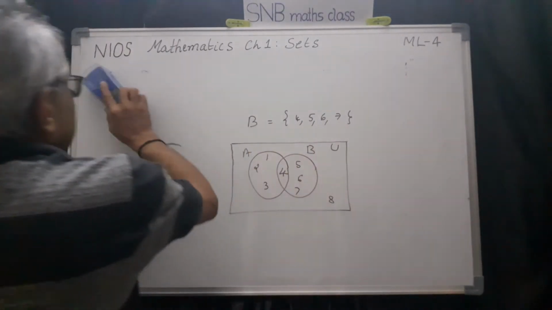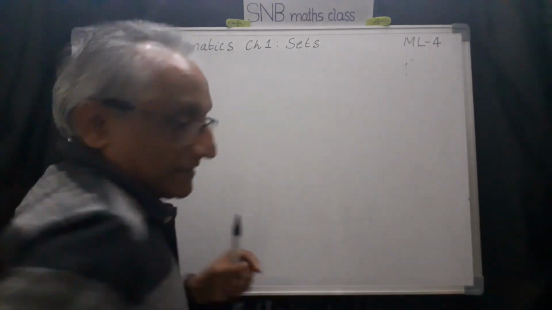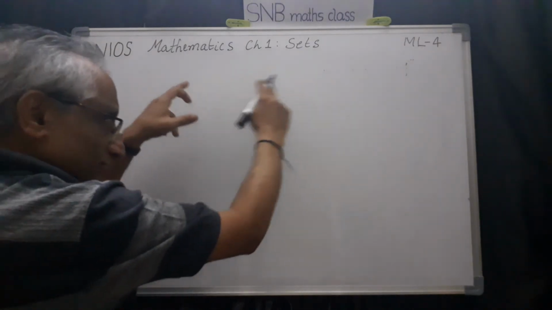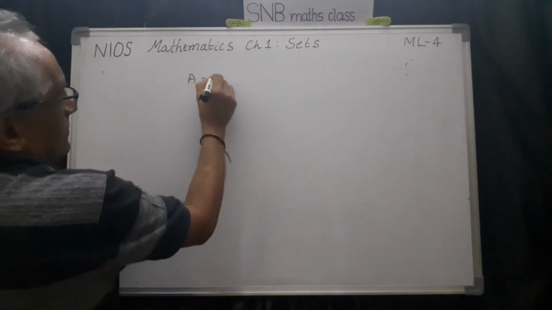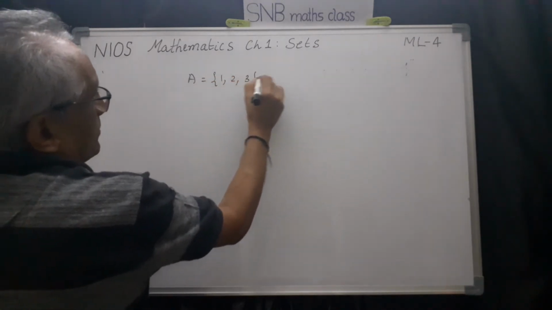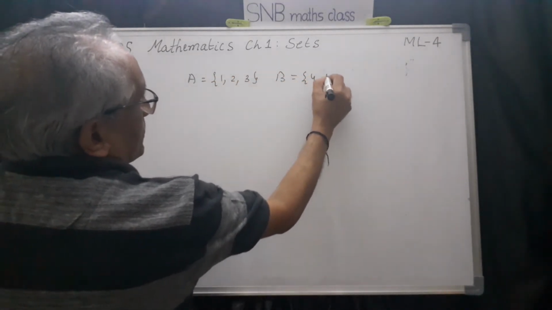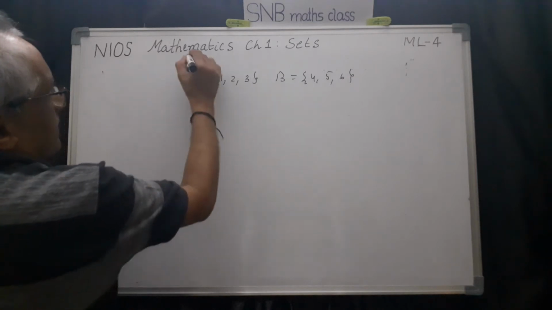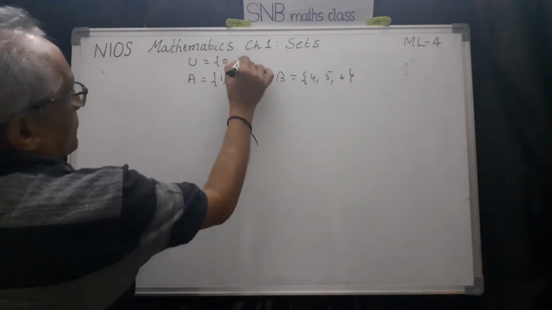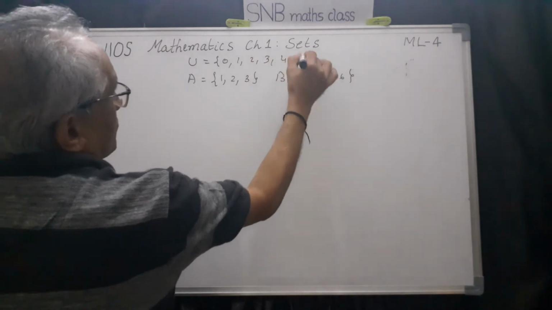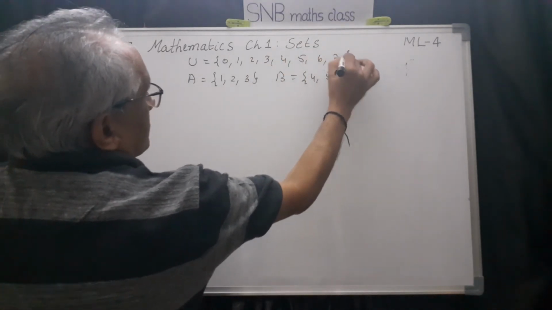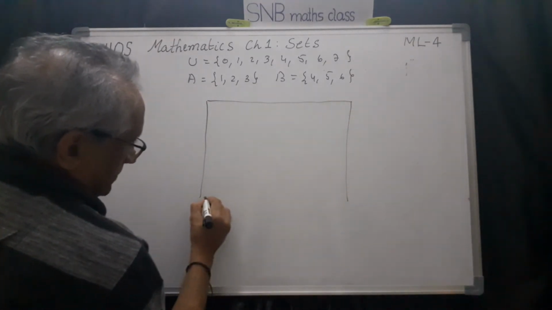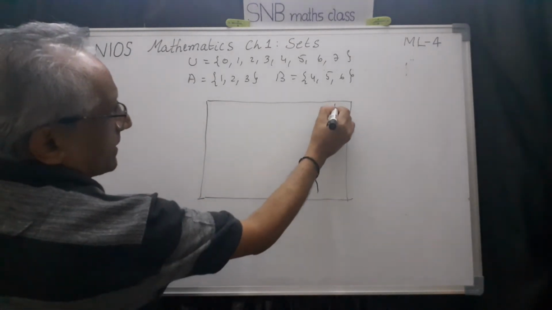Let me give a few more examples so that this idea will be clear. Sometimes U is not given, so you need not draw it, but you can. Say A equal to 1, 2, 3, B equal to 4, 5, 6, and let me take U also: U equal to 0, 1, 2, 3, 4, 5, 6, 7. Then what I have to draw is this: this is U.